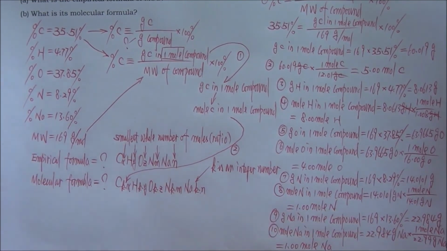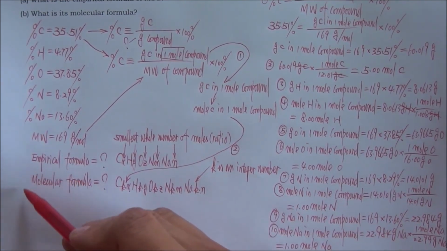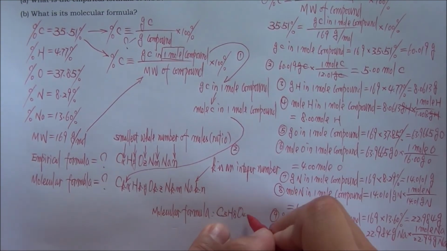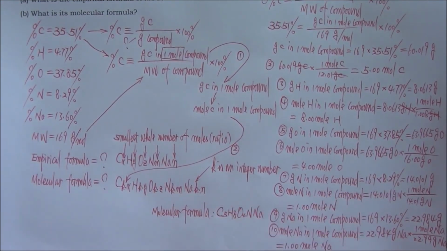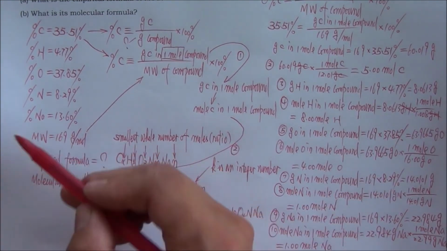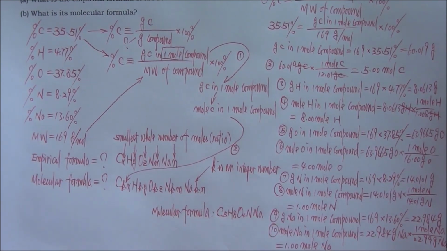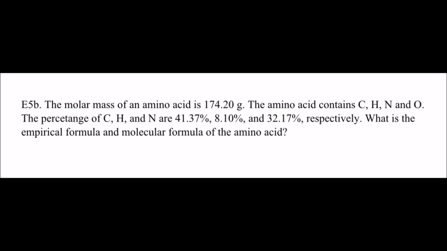From our calculations, we can find the molecular formula. From the molecular formula, we can find the empirical formula. This is already the smallest whole number mole ratios. So the empirical formula is the same as the molecular formula. Can you follow my example to work out this problem by yourself?